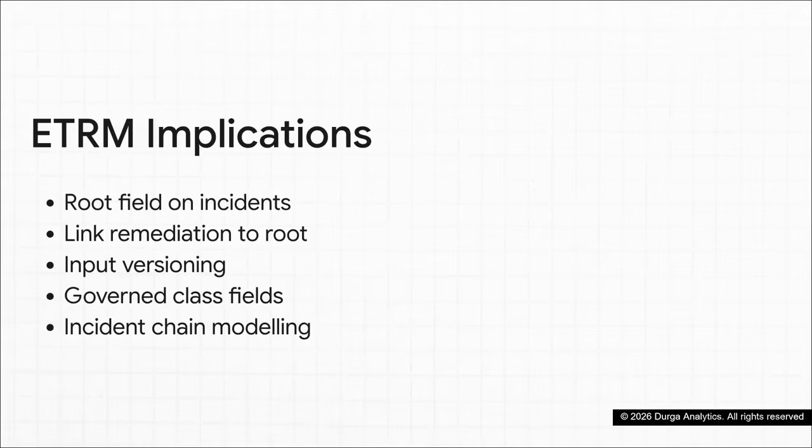So, what must we do? Here are the mandatory ETRM implications for any serious emissions desk. You absolutely need input versioning, governed class fields, and incident chain modeling. But if you take away just one thing today, it's this. Add a root classification field to every incident and near miss report. It costs 30 seconds to fill out, and it forces your team to diagnose the actual disease rather than just band-aiding the symptom.